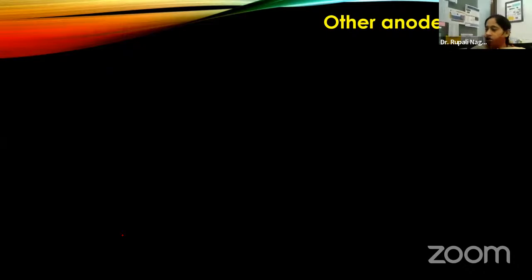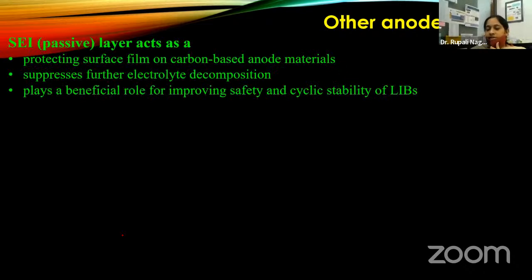Now I'll come to the last segment of my talk where I'll be talking about the anode variants. So as I told you that a graphite electrode is used usually, but with advancement, instead of graphite, we started moving towards other anode or other carbon-based anodes.